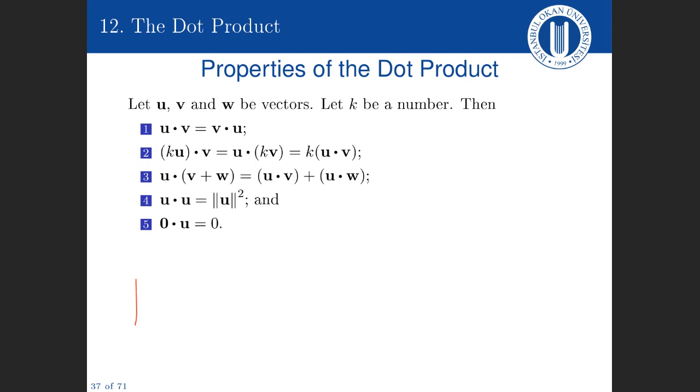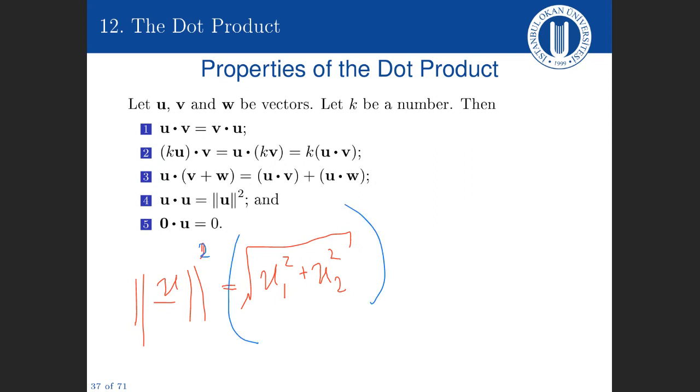Let's think about this. Let's suppose we're in 2 dimensions, just to make this easier for me to write. The norm of u is the square root of u1 squared plus u2 squared. So if we square this, the norm of u squared is the square root of u1 squared plus u2 squared, all squared, or u1 squared plus u2 squared. But of course this is exactly the same as u dotted with u.